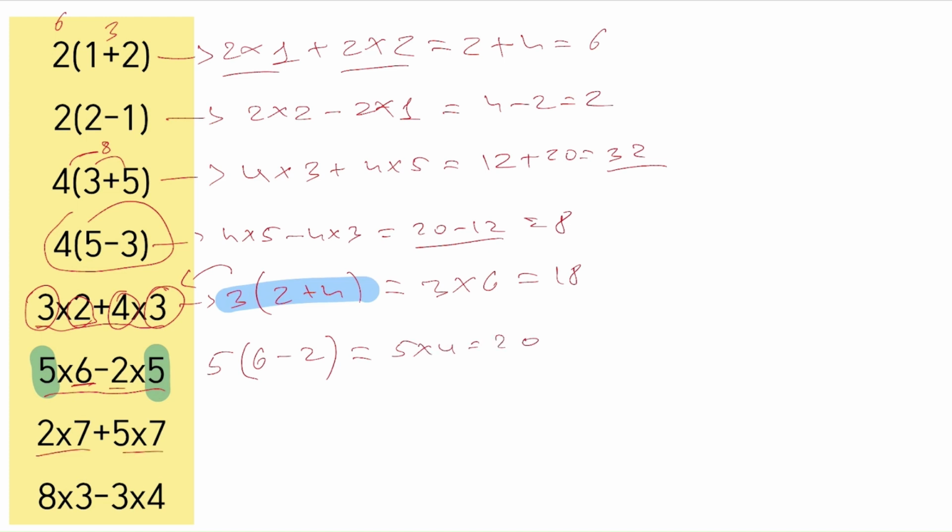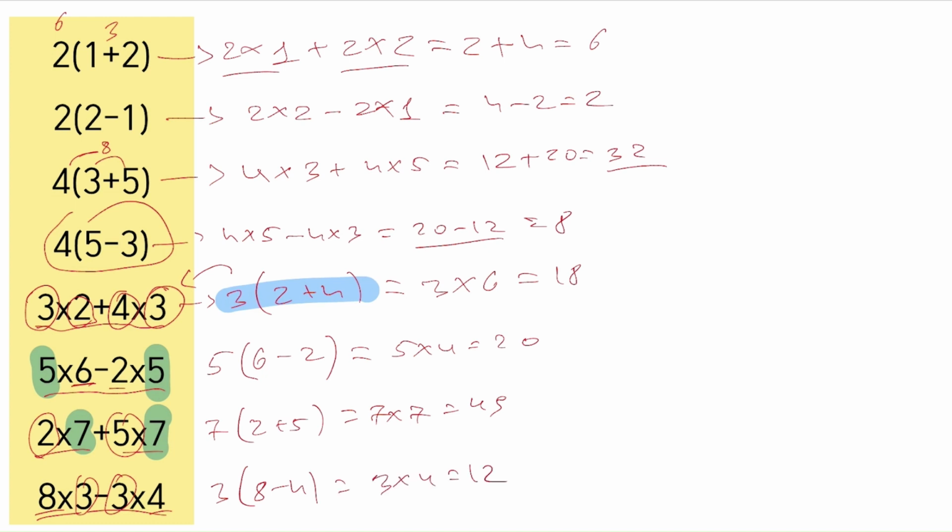Let's solve this problem. There are 2 7s, so 7 is out of parentheses. Inside the parentheses, the first number is 2, second number is 5. 2 plus 5, which is 7 times 7, 49. Let's look at this one. There are 2 3s, so 3, first number 8, second number 4. 8 minus 4, which is 3 times 4, 12.